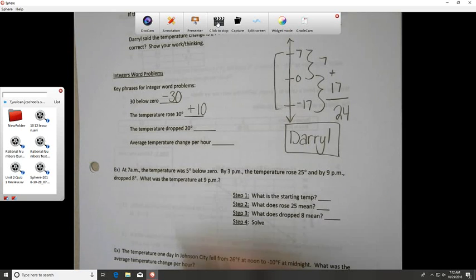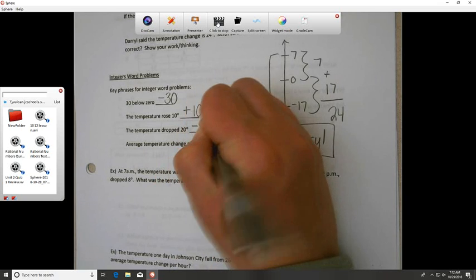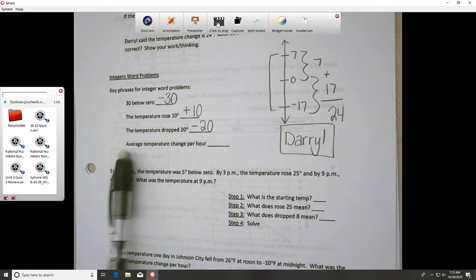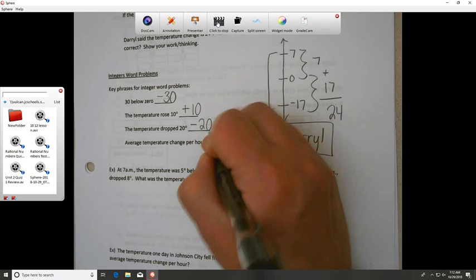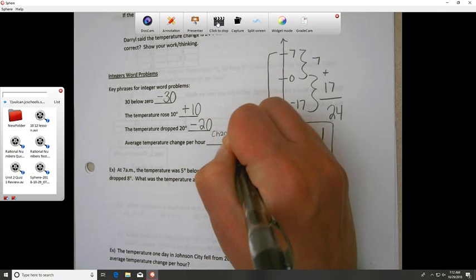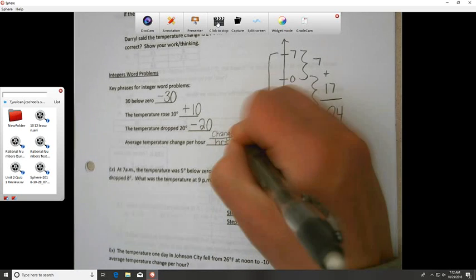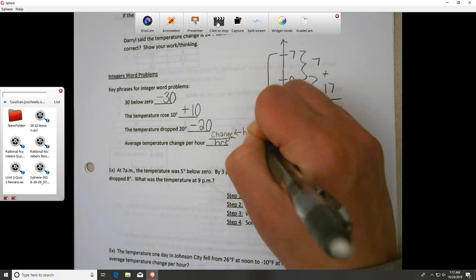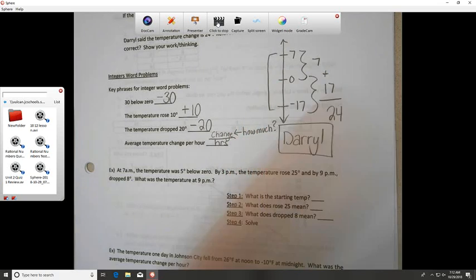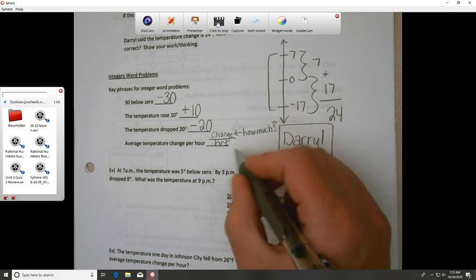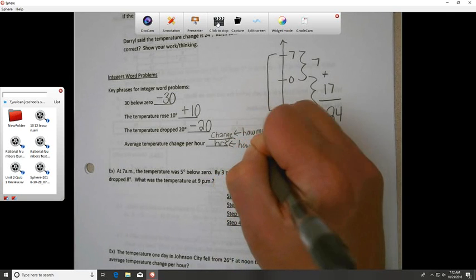And then the last one is a little bit tricky, average temperature change per hour. If you have a question asking what's the average temperature change per hour, that's like the unit rate, change per hour. So it's the change divided by the hours. The change is how much the temperature changed, and the hours is how long that took. And we divide, because like I said, it's a unit rate, change per hour.